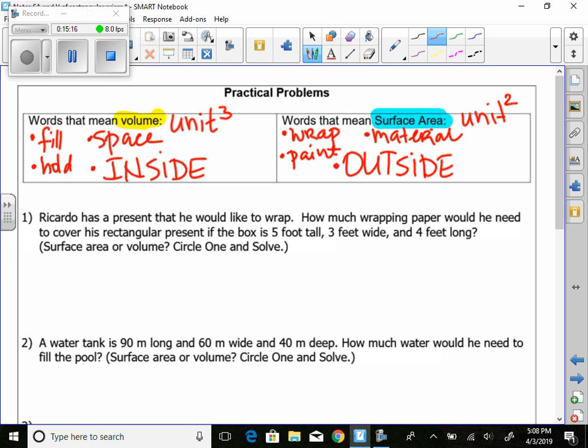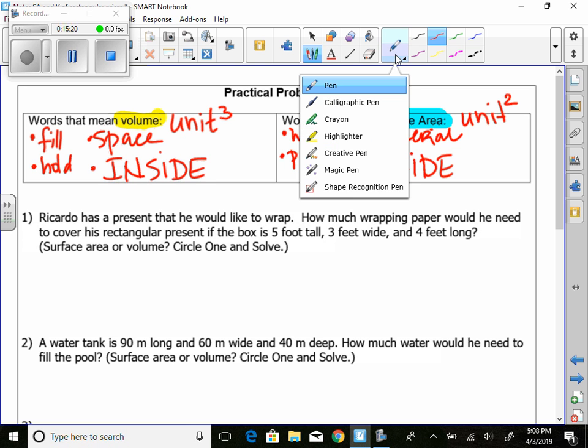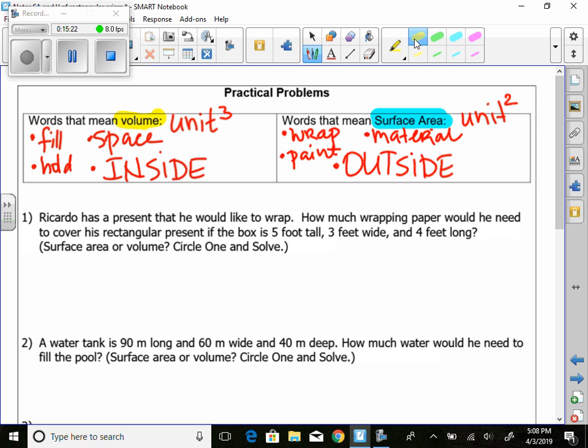All right, so here's an example. Ricardo has a present that he would like to wrap. There we go, keyword right away. Talking about wrapping, let's keep the blue stuff together. How much wrapping paper would he need to cover his rectangular present if the box is 5 feet tall, 3 feet wide, and 4 feet long? Okay, so let's add another word to our bank. Another word right here could be cover.